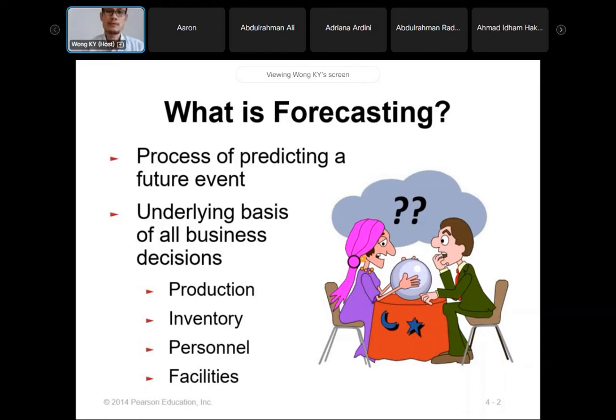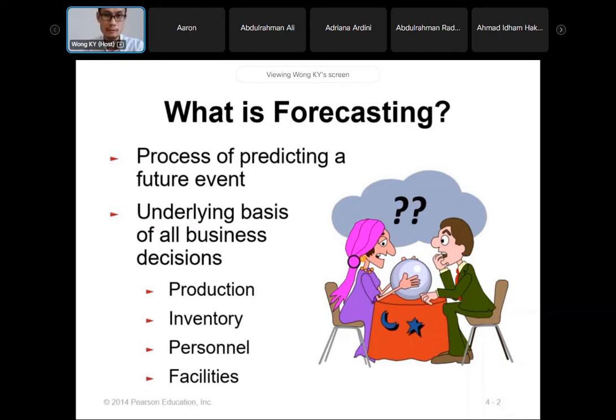First thing, what is forecasting? Forecasting is the process of predicting a future event. If you look at this picture, I think it will explain everything. It shows a wizard or sorcerer looking at a magic ball, trying to predict something for the guy on the right side. That is prediction, or forecasting. But of course, engineers do not do this. As an engineer, you should predict or forecast things based on real, actual data.